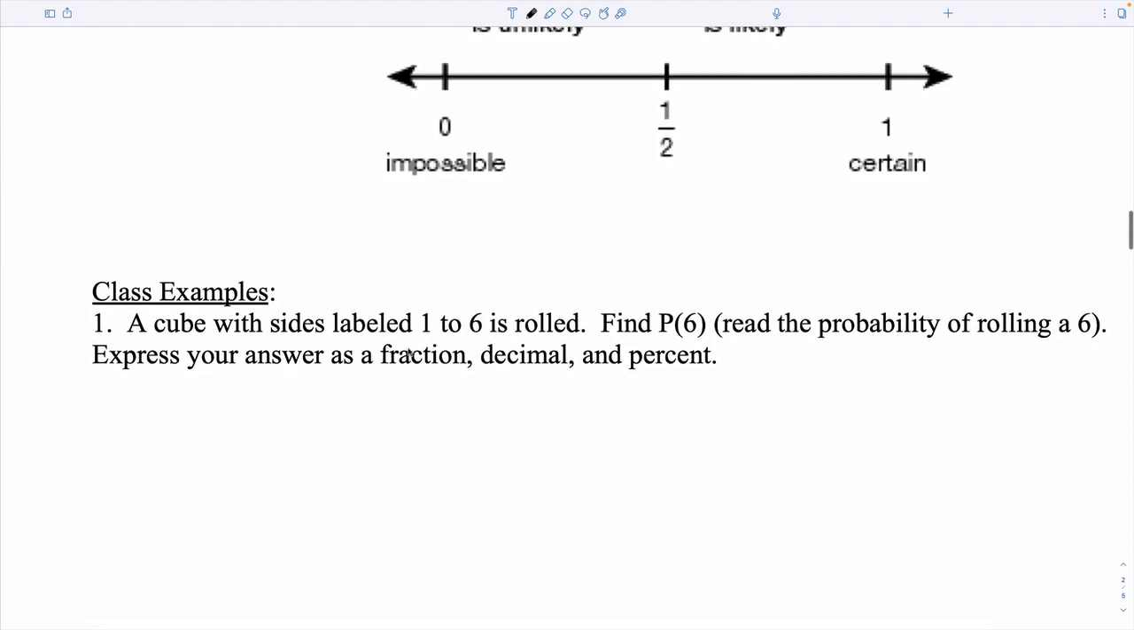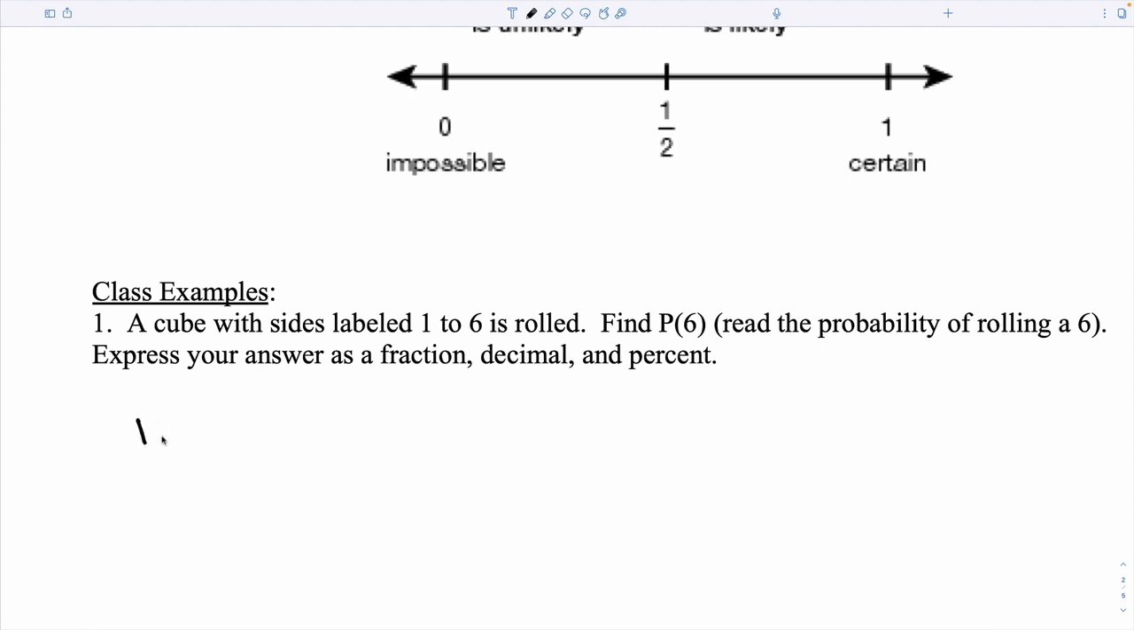Example 1. A cube with sides labeled 1 to 6, just like this dice, is rolled. You want to know the probability of rolling a 6, which I just rolled. What is the probability? And some of you are saying it's 1 over 6. Here's how you got that.